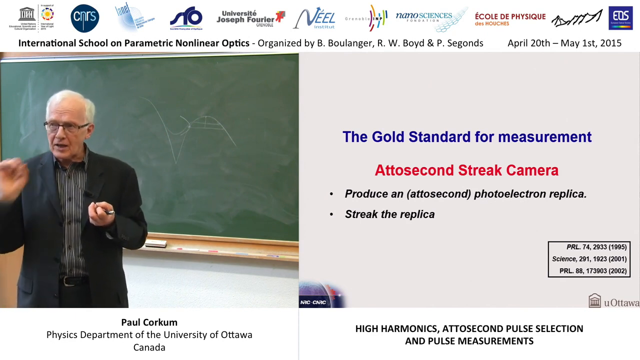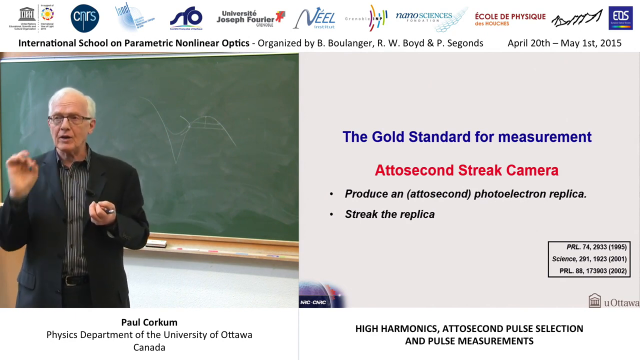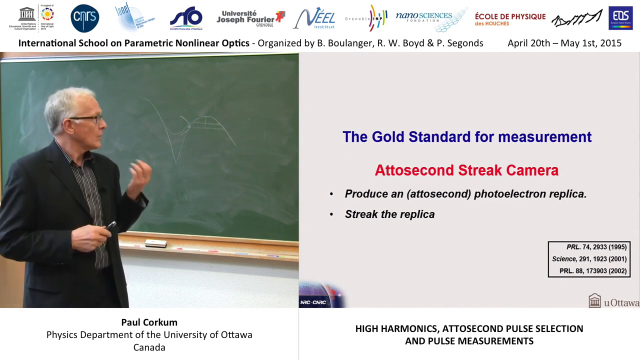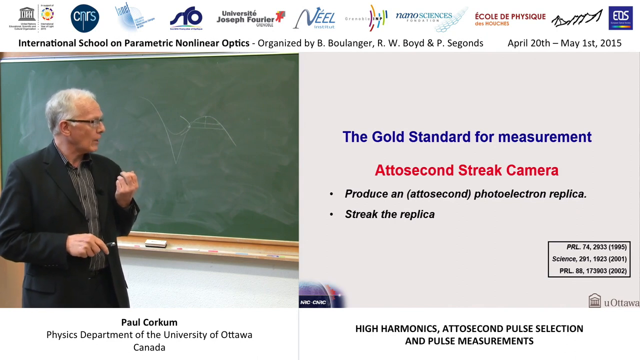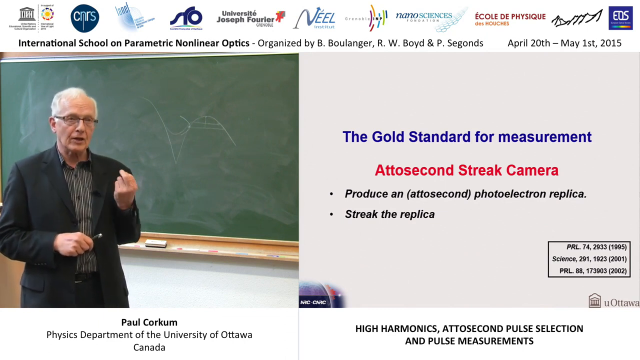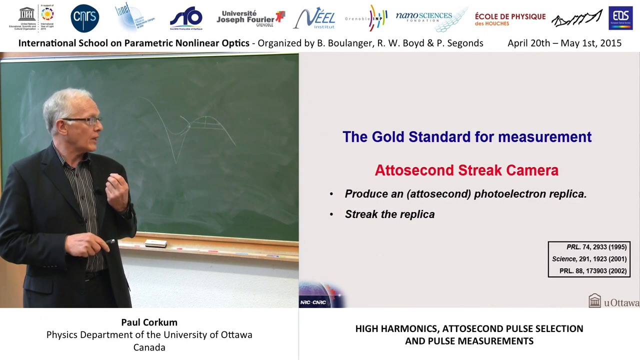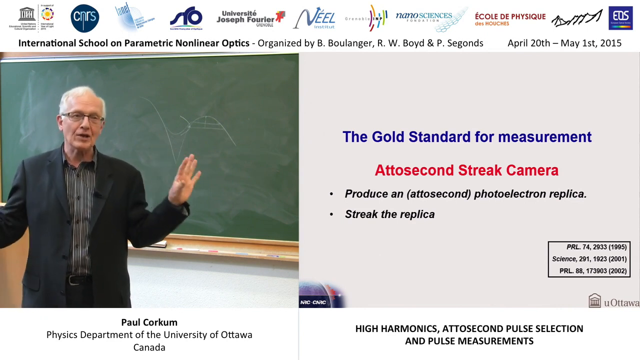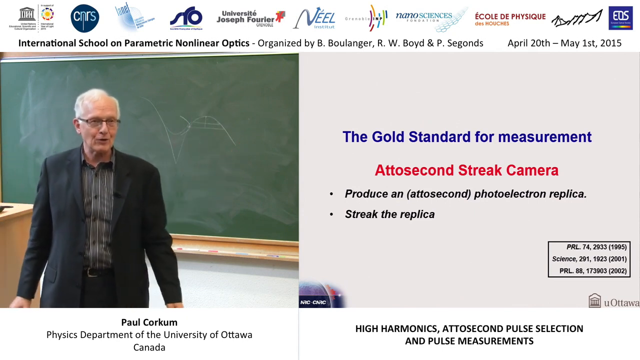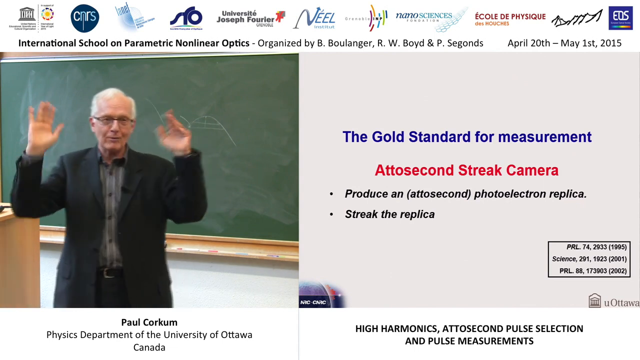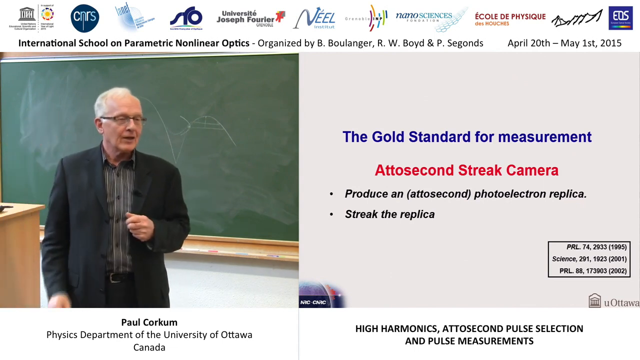So instead, a better way is to make a photoelectron replica of the pulse. So that's the basic idea. Produce an attosecond photoelectron replica, and then streak the replica using a laser field. So that's why it's called the attosecond streak camera. And I don't know if any of you know anything about a streak camera. It's an older way of making a measurement. Okay, it's really easy to see. It's so easy, I think I can explain it with my hands. I should have prepared for it.